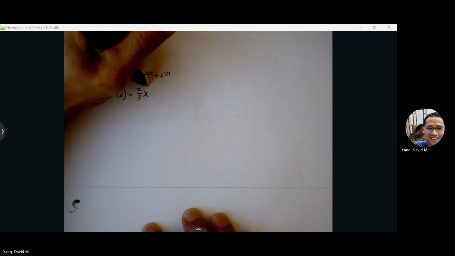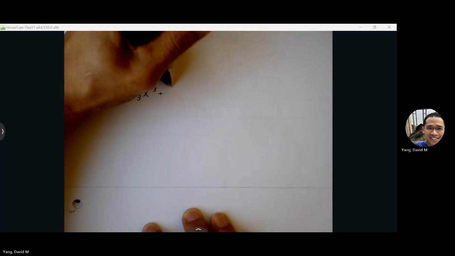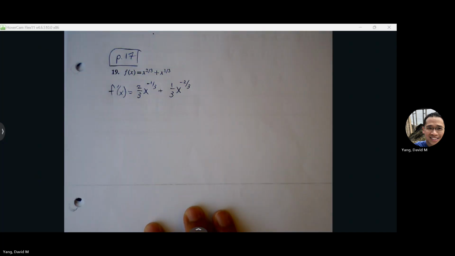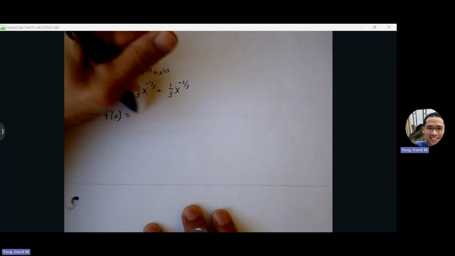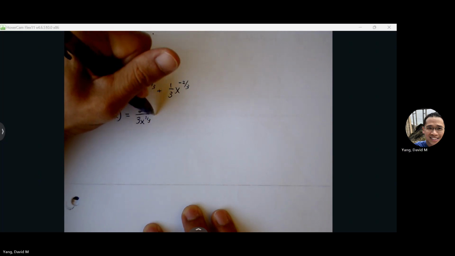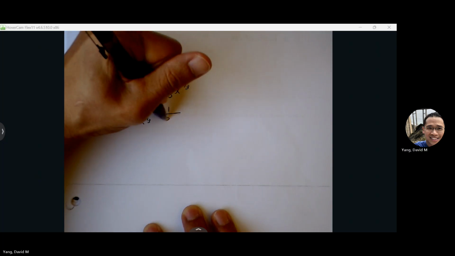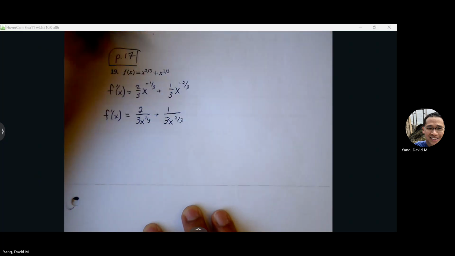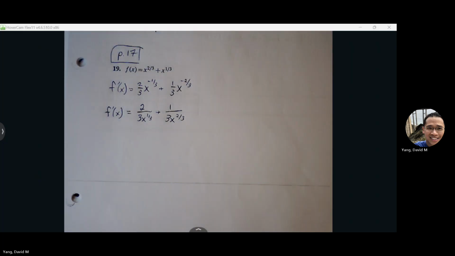Derivative. All right, let me clean this up so that we can have a more clear picture without the negative exponents. Okay, are we okay so far? All right, now common denominators.